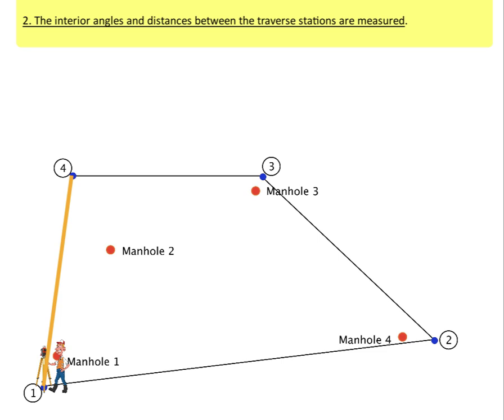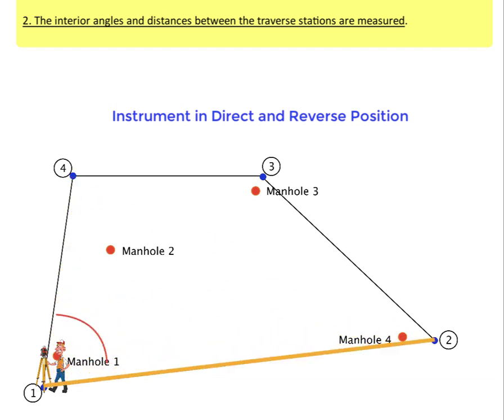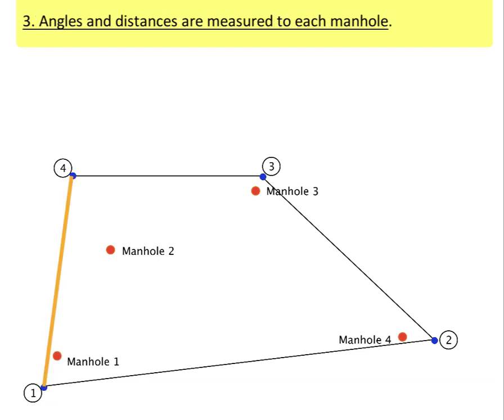The interior angle and distance to the next traverse station is obtained by turning a clockwise angle and measuring the distance. It is important that the angles be measured with the instrument in the direct position and once again with the instrument in the reverse position. This will provide a check and eliminate instrument error. An angle and distance is measured to each manhole.